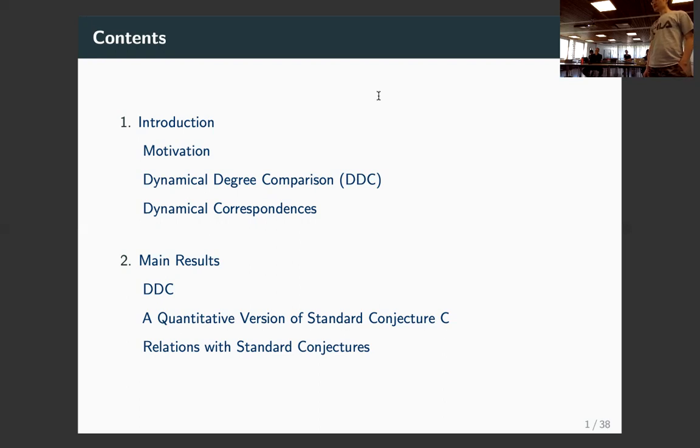The second result is a quantitative version of the standard conjecture C. So we propose this version, which is weaker than the whole standard conjectures, which might be used to prove those conjectures. And then if I still have time, I will also talk a little bit about the relations with the usual standard conjectures.